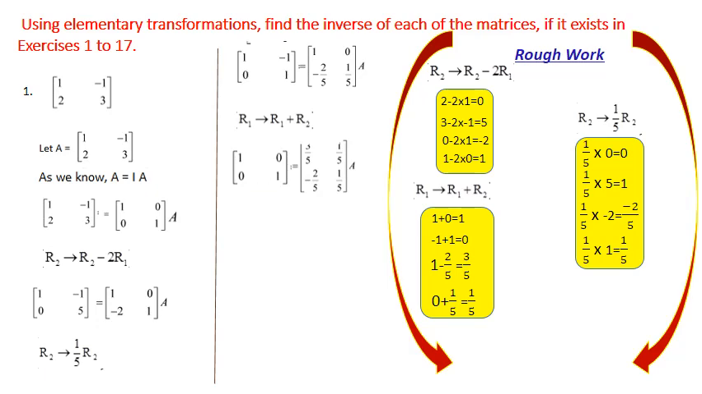As per the definition of inverses of matrices, if you multiply A with another matrix and the result is an identity matrix, then that particular matrix is called the inverse of A. That is, A inverse is equal to 3 by 5, 1 by 5, minus 2 by 5, 1 by 5. That is the result.